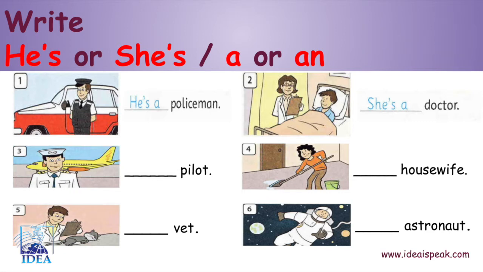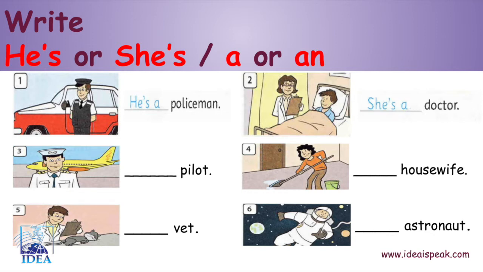Alright, so picture number 1, you see a policeman. So is it a man or a woman, boy or girl? It's a man, so we use he's a policeman. Number 2, we see a doctor, and she's a woman, so we say she's a doctor.